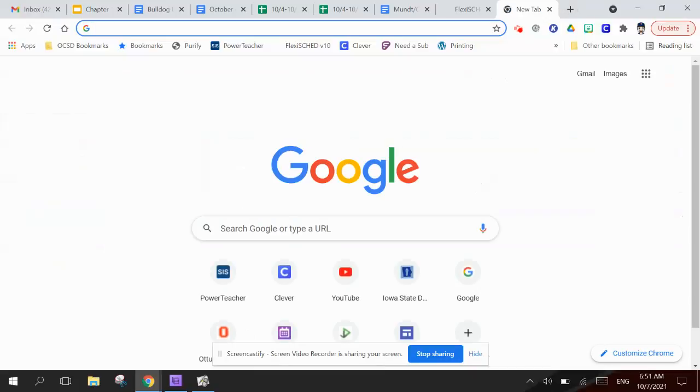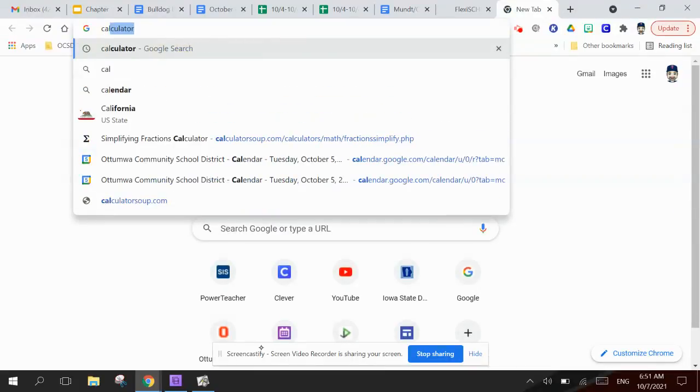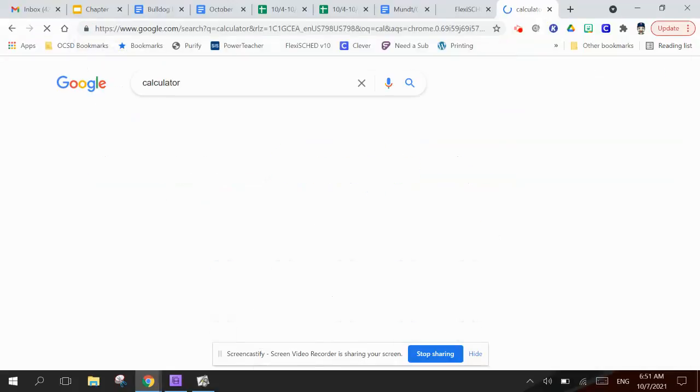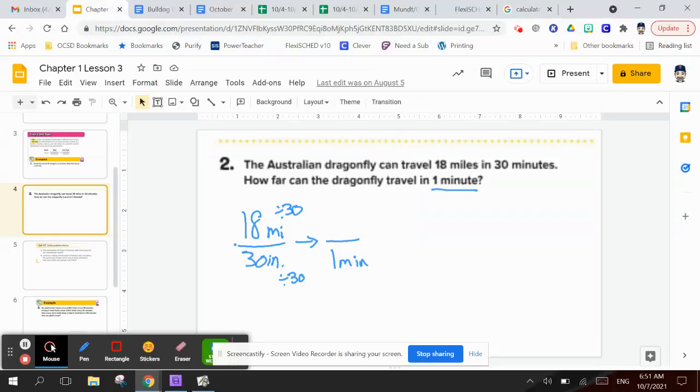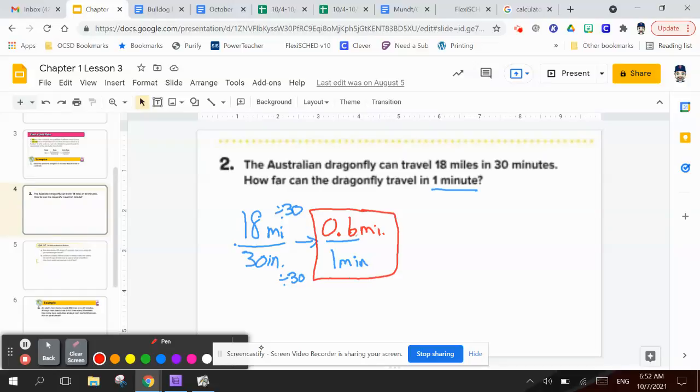So now I need to use a calculator. And I need to take 18 divided by 30. And I get 0.6, so I get 6/10. So how far can it travel in 1 minute? 0.6 miles. And that's all you have to do, is leave it like that, because we're looking at how many miles, so I can see that on there. So you have to divide. Calculators work really well here.